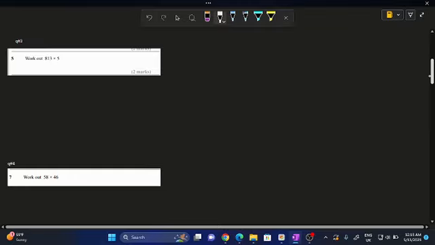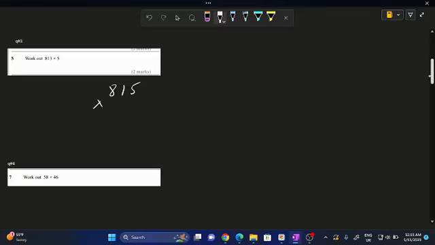Question number 3. 815 times by 3. 3 times 5 is 15. 5 can be written. 1 can be taken as carry. 3 times 1 is 3. 3 plus 1 would be 4. So 4 can be written over here. 3 times 8 is 24. And you can see none of the element is present over here, so 24 can be written completely. You cannot shift another element as a carry position because there is no element other than 8. So 24 can be written completely. That would be the final answer for question number 3.